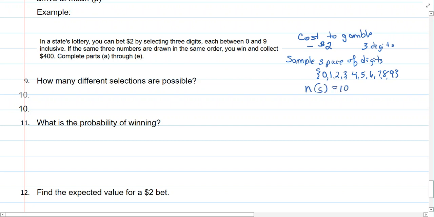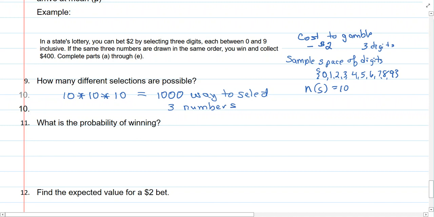The thing is, we can do 10 digits on the first number, 10 to select from, 10 digits for the second one, and 10 for the third. So how many different ways can selections be made? Well, there's 10 digits on the first, times 10 digits for the second number, times 10 digits for the third. 1,000 ways to select 3 numbers.